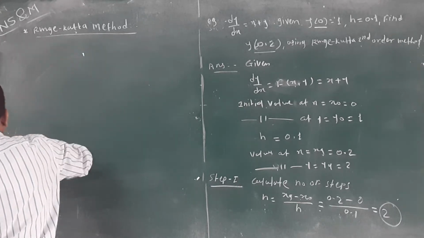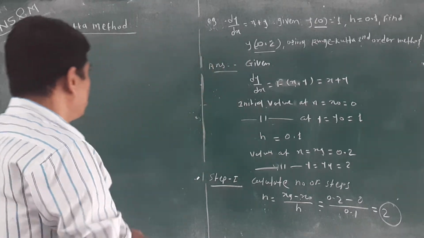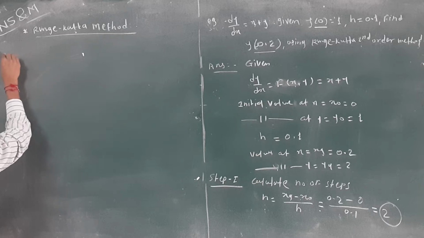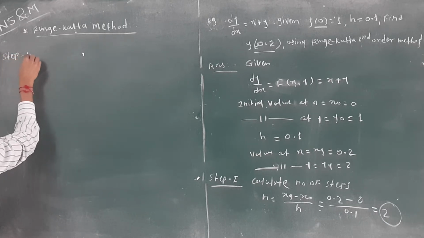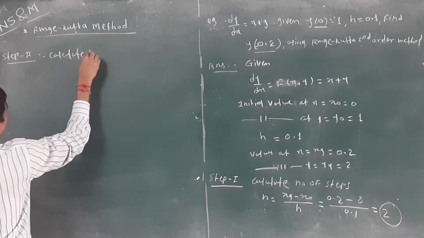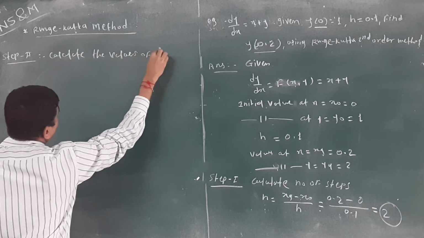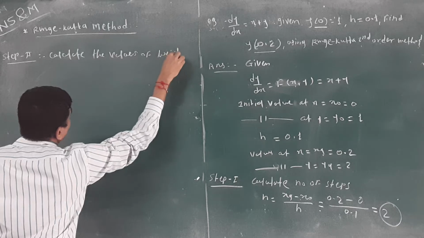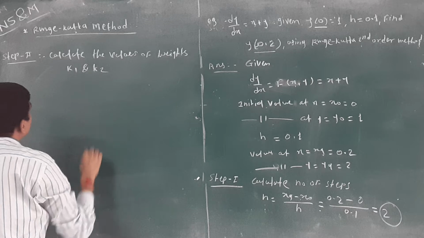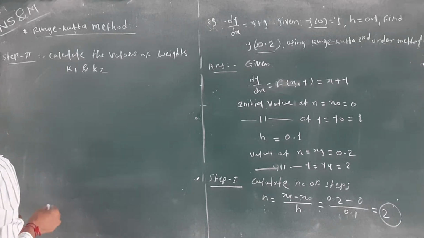Formulas are very important when you solve any type of problem in a given method. Then the second step: calculate the value of weights. Step number 2, calculate the value of weights K1 and K2. How to calculate that value?